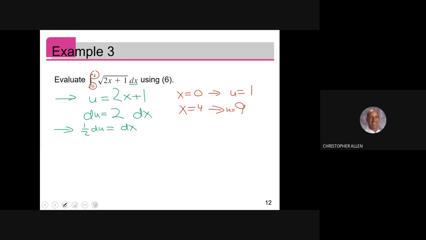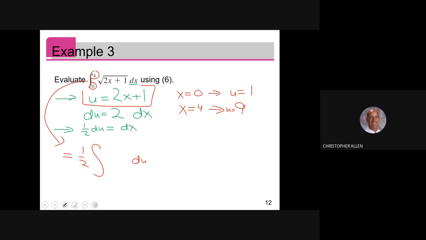Because this is our definition for u, correct? Everything in the original problem is in terms of x. So if x is 0, then that would make u equal to 1. If x is 4, then u would have to be 9. In other words, this entire integral changes to the following. First of all, would you guys agree that that 1/2 is going to come out in the front? We've used that property many times. It might be my favorite property.